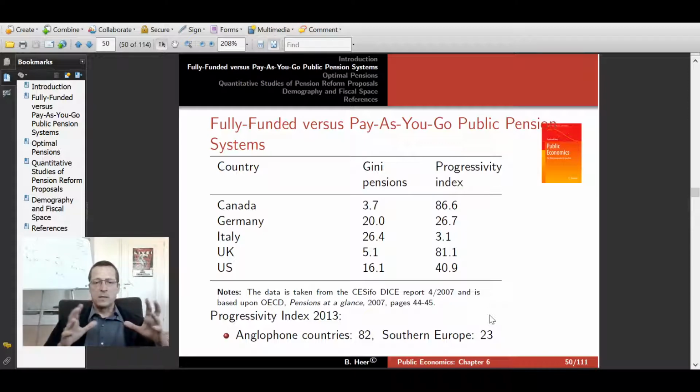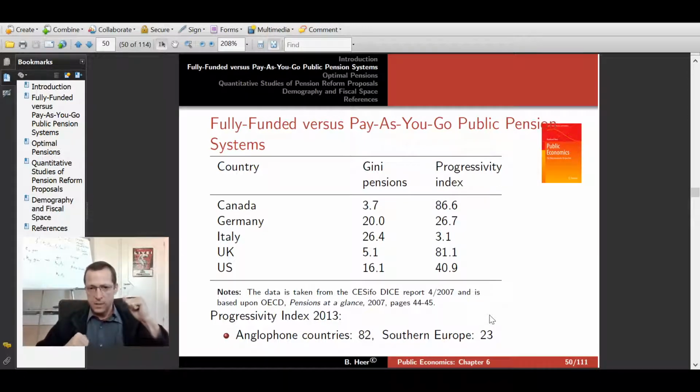So if we take a look at the Anglophone countries on the one hand and the Southern European countries, also including perhaps Germany, we observe that in the Anglophone countries, their pension systems are very progressive. So the average index of the Anglophone countries is 82 according to the OECD in 2030. And in Southern Europe, on the other hand, it's 23. So in Southern Europe and in Germany, pensions are related closely to your contributions, one-to-one. And if you have not contributed because you were sick, you did not work, well, that's too bad for you. You will not get income from the pension system in old age.